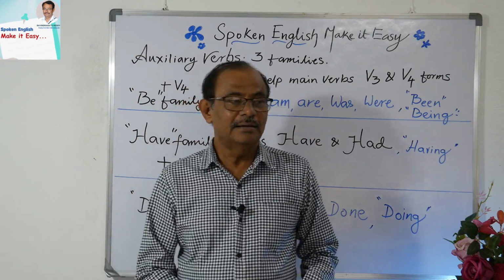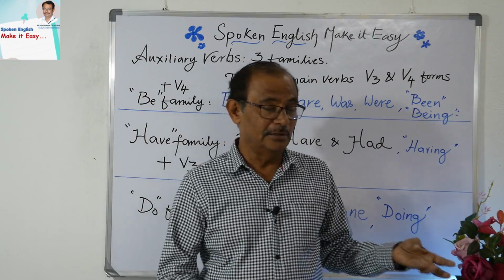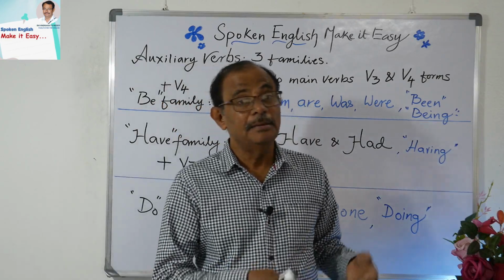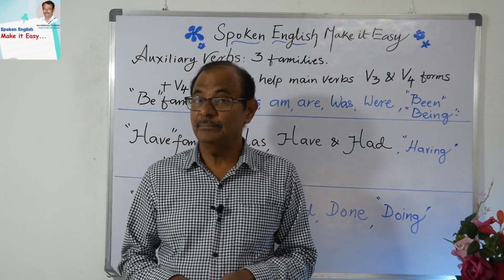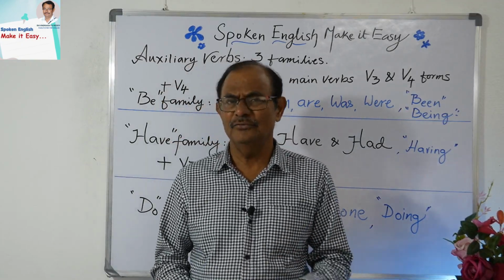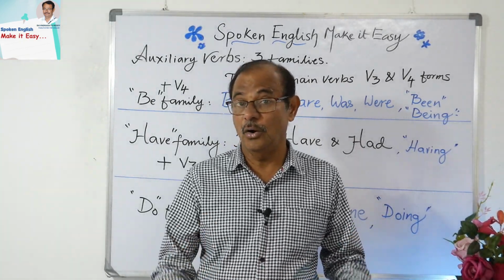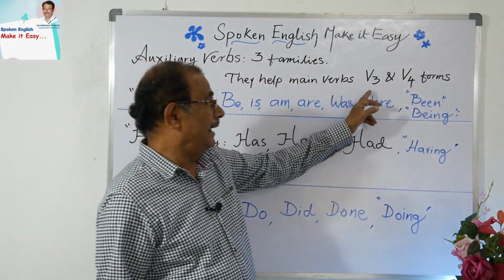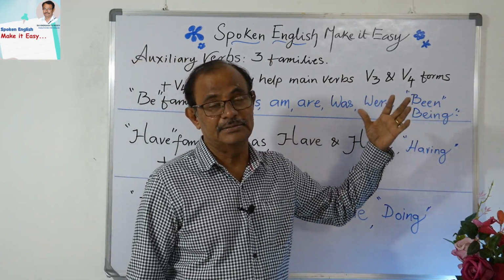I told you the different forms of the verbs. V1 is the root form. V2 is the past form of the verb. V3 is the past participle form of the verb. And V4 is the present participle form of the verb. That you know very well already. It was explained very clearly for all of you. Now, they help V3, the past participle, and V4, the present participle.